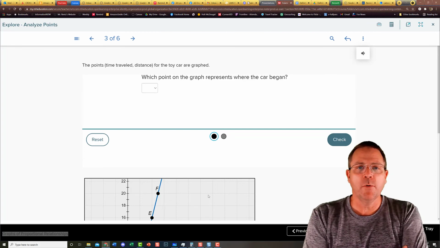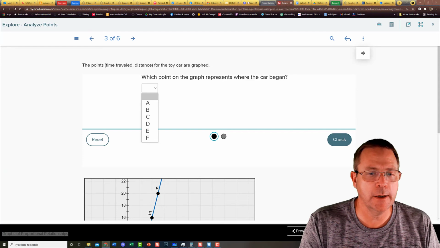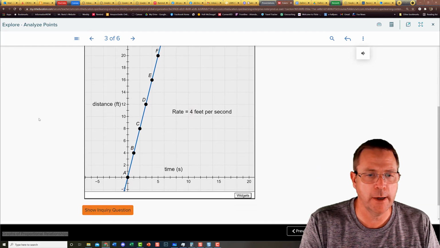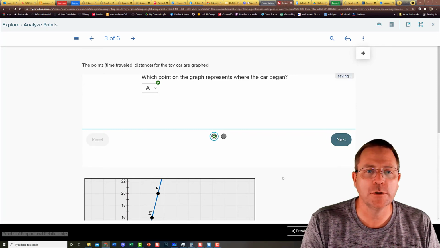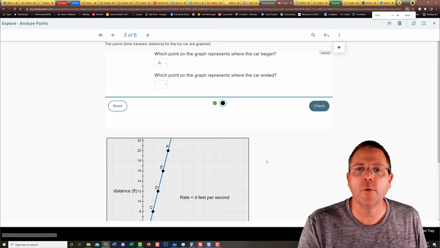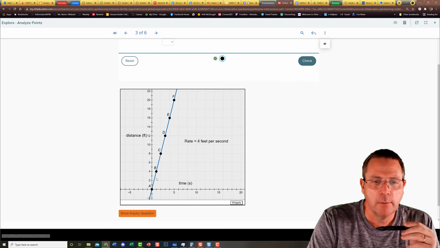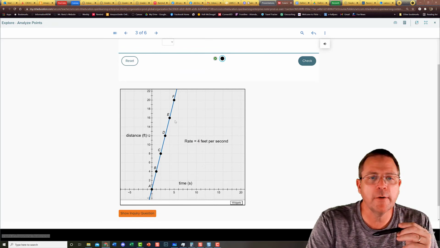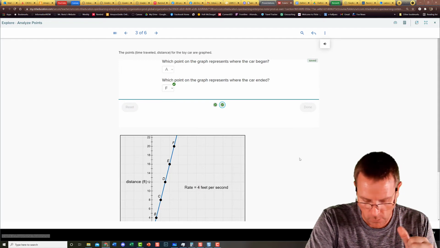Now, which point of the graph represents where the car began? Well, the car began at, let's look at our graph here, all the way down there at point A. So the car is going to begin at point A, which is at time 0, distance 0. All right, move on to the next. What point of the graph represents where the car ended? Well, that was at 5 seconds time. At 5 seconds time, he traveled 20 feet. So that's going to end up being point F. Plug in point F here. Check your answer. All is good in the world.